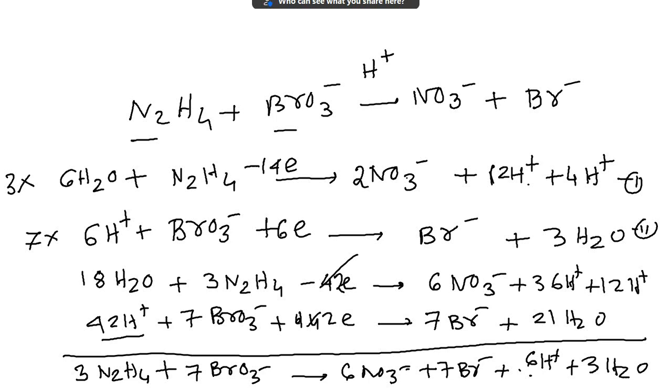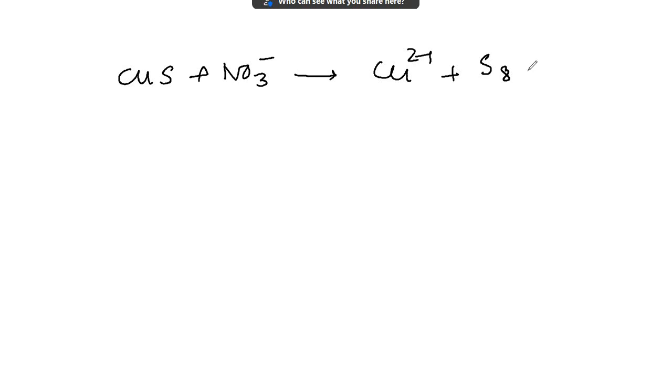Third equation. Let us proceed to the third equation. In the third equation, I am writing it, it is given as CuS plus NO3 minus, acidic medium, gives you what? Cu2 plus, S8, plus NO plus water.